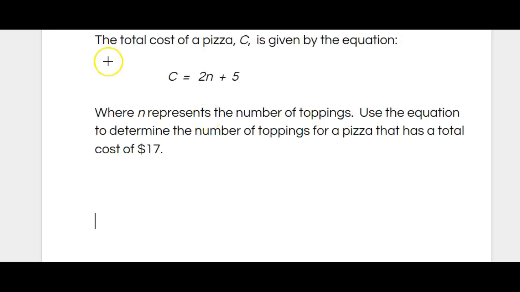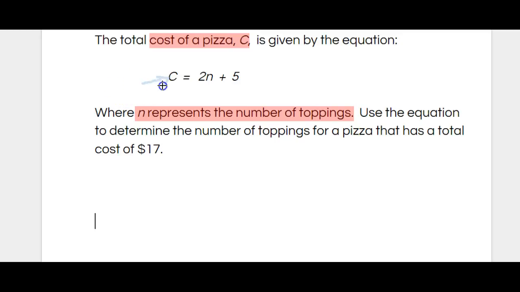All right, so in this question it says the total cost of a pizza, C, is given by the equation C equals 2n plus 5, where n represents the number of toppings. So strategies that I think are really important here to use are to highlight what's given. So C in this case is the cost of the pizza, right? Super important to know. And n is the number of toppings. If it also helps you, it may be a good idea to go ahead and write those in right on where the equation is so you don't forget.